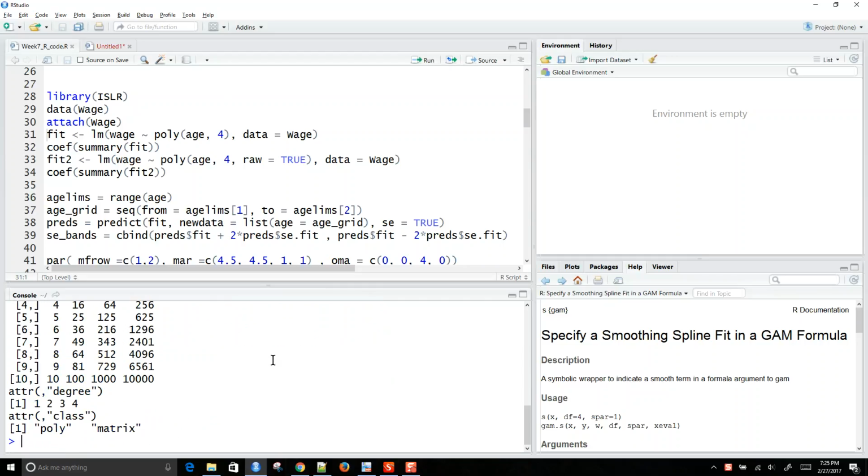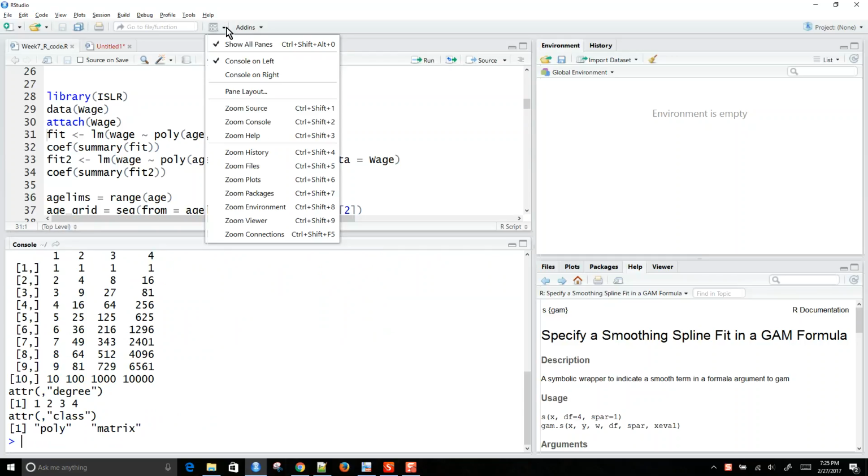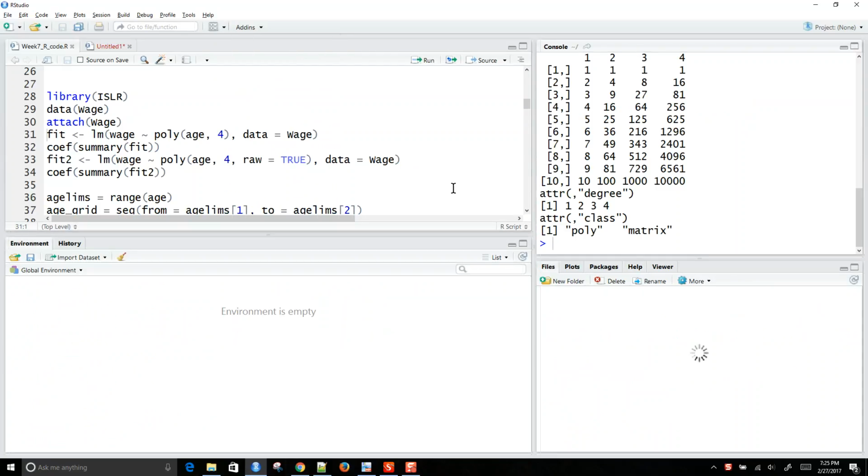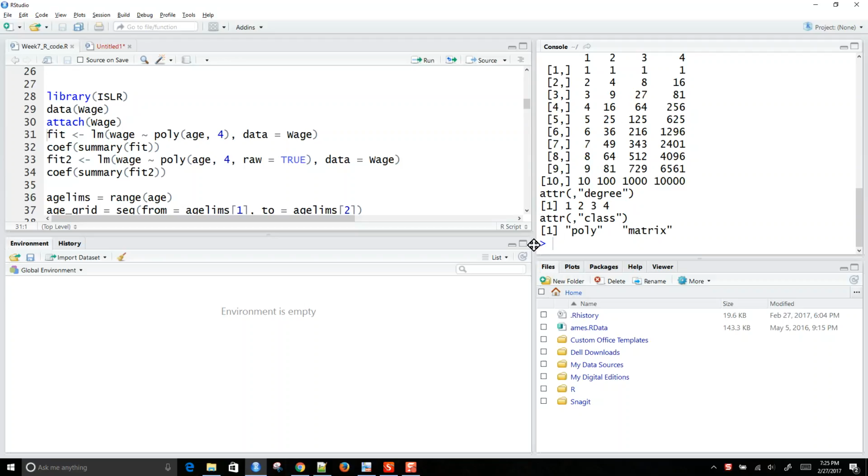Okay, so for polynomial 1 through 10, it just says, okay, here you got 1 through 10, and then the second one is they squared it. So it's 1, 4, 9, 16, 25, and then the third you cube them, and then to the 4th power, you raise everything to the 4th power, okay? And that's if you do raw equals true, all right?